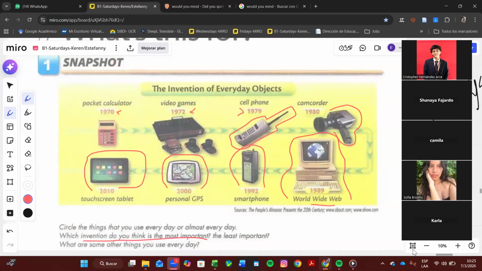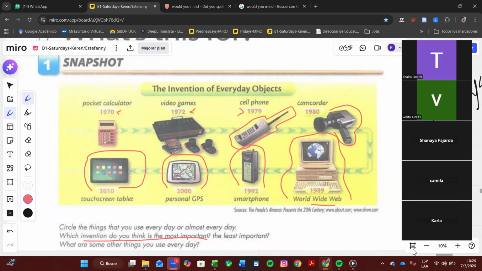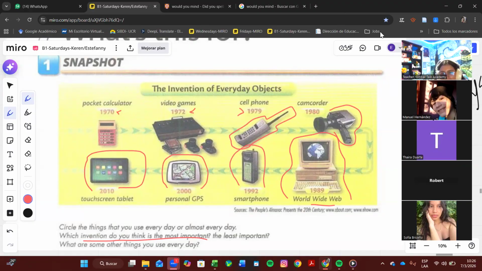This personal, ¿cómo se dice eso? What? El del 2000. The personal GPS. Yeah, so you think that one is the least important? Are you sure? I think. Es el menos importante. I don't know. I mean, I remember my cousins have one, and it's really fun, but I don't know.